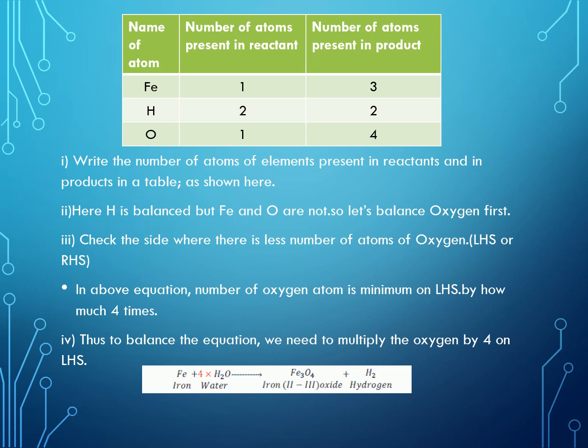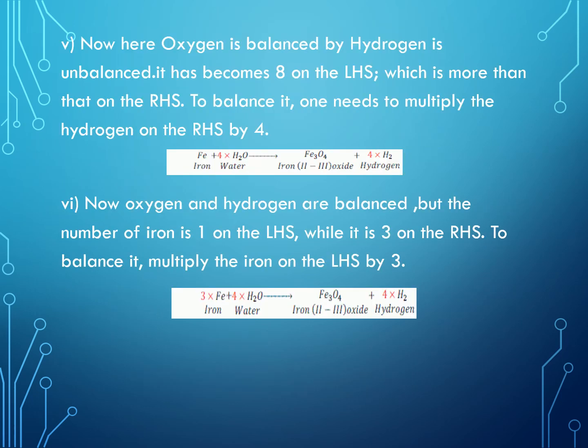So we have seen that there is only one atom of oxygen on the left hand side but 4 atoms of oxygen on the right hand side. So we need to multiply the left hand side, the reactant side oxygen, by 4 to make it balanced with the product side. Now oxygen is balanced, but hydrogen has become unbalanced. Now it has become 8 on the left hand side. So we will multiply the right hand side hydrogen by 4 to make it balanced: 8 hydrogen atoms on the left hand side as well as 8 on the right hand side.